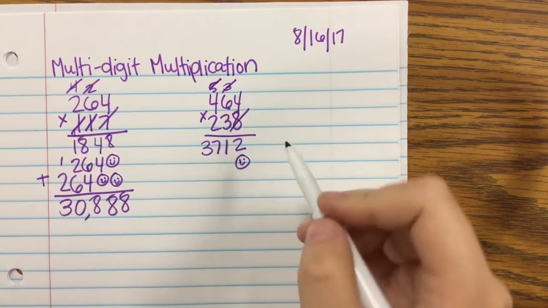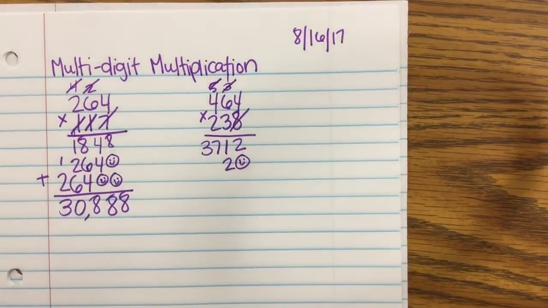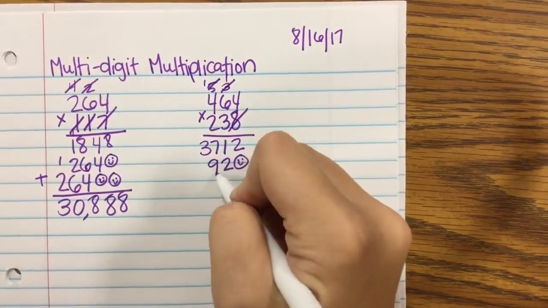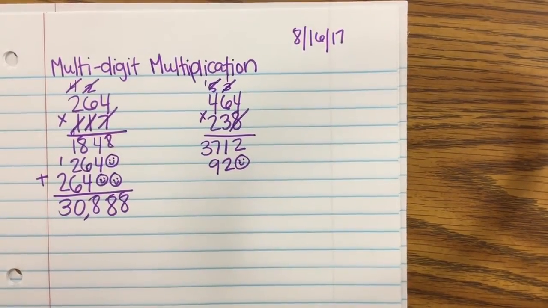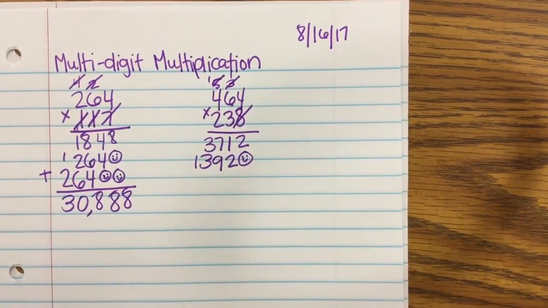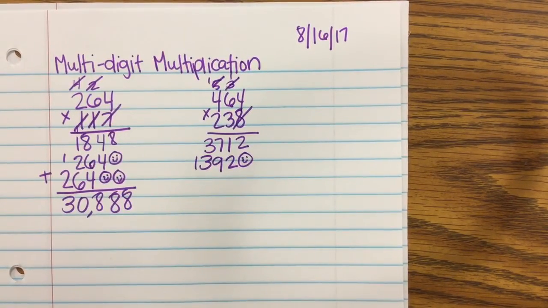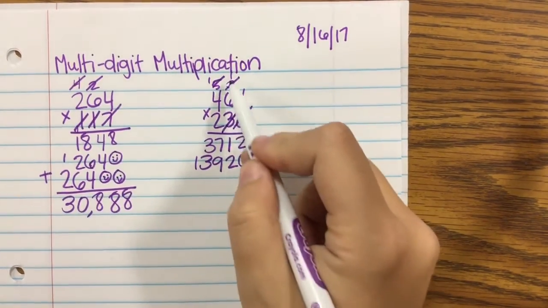What's 3 times 4? 12. What's 3 times 6? 18 plus 1. 19. 3 times 4 plus 1. 13. Am I done with my tens place? Yes. So now I can clean my room again. Mark out everything I've already used.